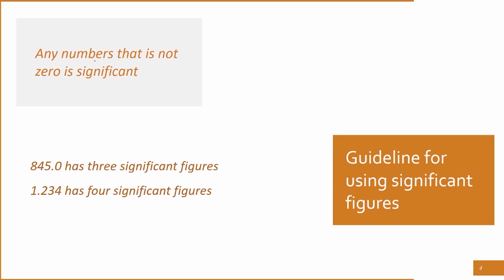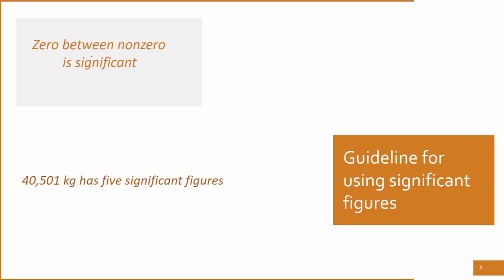The first guideline states that any number that is not zero is considered a significant figure. For example, 845.0 has three significant figures, 8, 4, and 5. And 1.234 has four significant figures, 1, 2, 3, and 4. The second guideline is about zero.